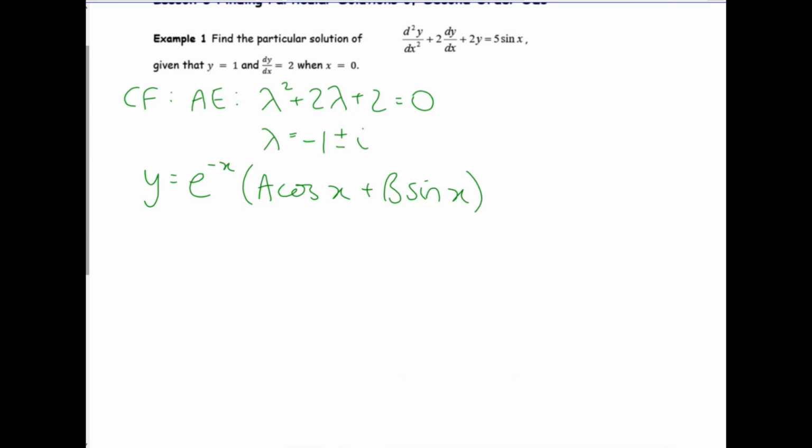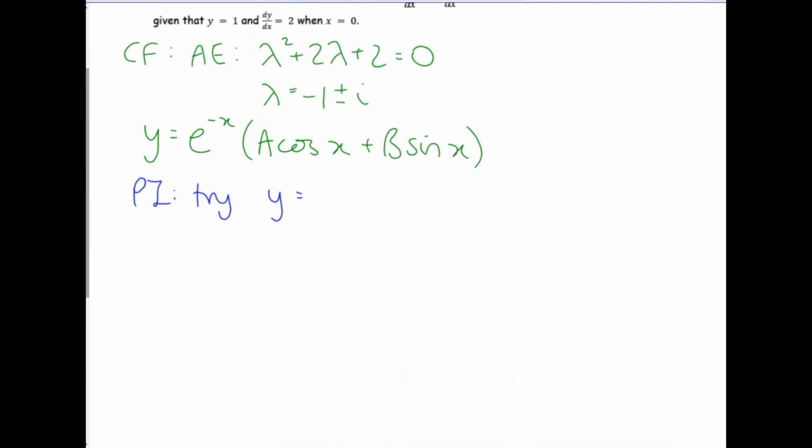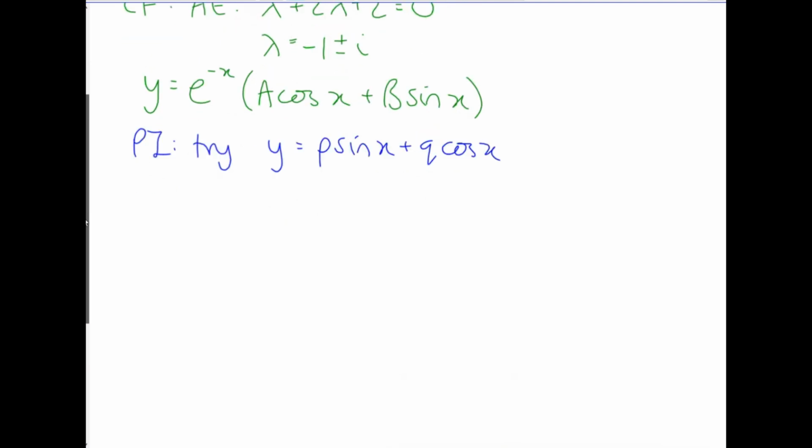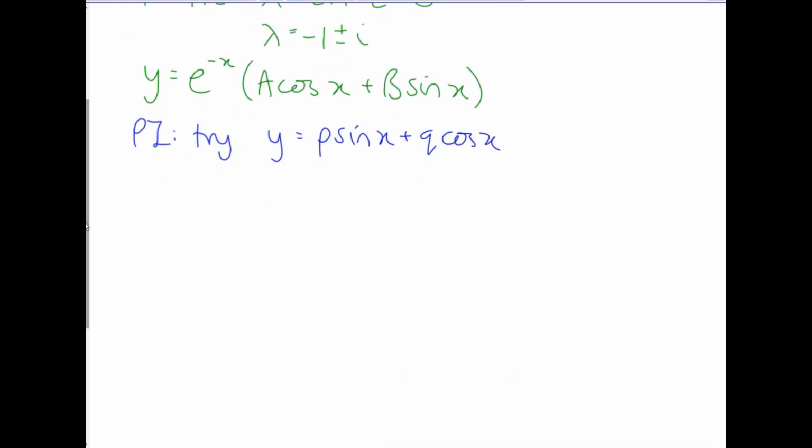Next bit is to think about the particular integral. So looking at the right-hand side then, we're going to try y equals something to do with trig functions, and it has to include both sine and cos because we've got sine on our right-hand side. So y equals p sine x plus q cos x. Differentiate this twice and then substitute it in.